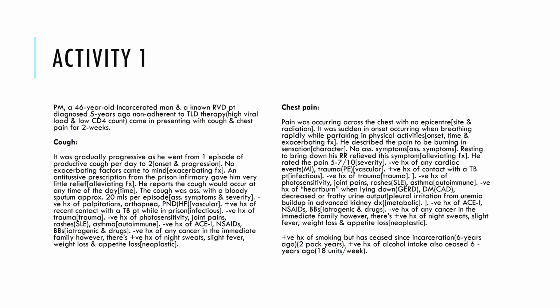Okay, the salient features. Do I start from the biodata going downwards? Yes, please. For the biodata, I would say the fact that he's a man and a known RVD patient, and also that he's non-adherent to his therapy. Also that he's incarcerated. That would hint towards TB.